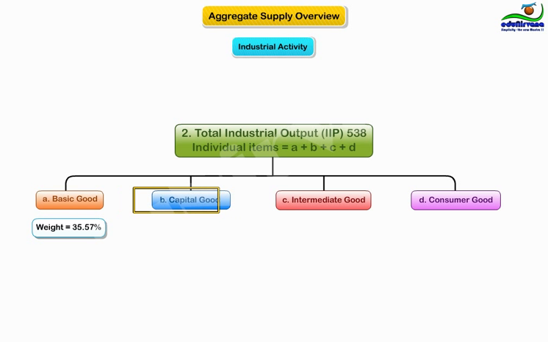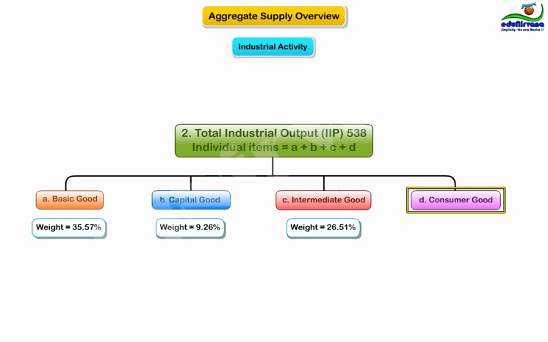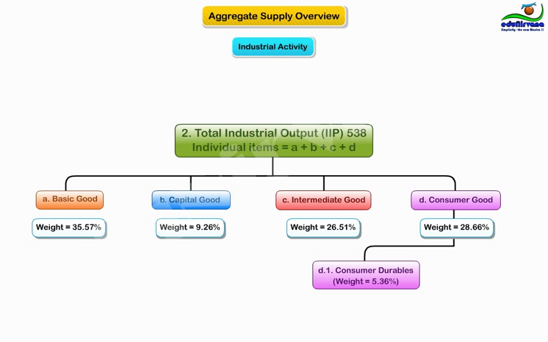B, capital goods, which weighs about 9.26%. C, intermediate goods, weighs about 26.51%. And the D, consumer goods, which weighs about 28.66%. And it can be further classified into subcategories: consumer durables and consumer non-durables, with their respective weightages as 5.36% and 23.30%. Now let's learn each category with a little detail.